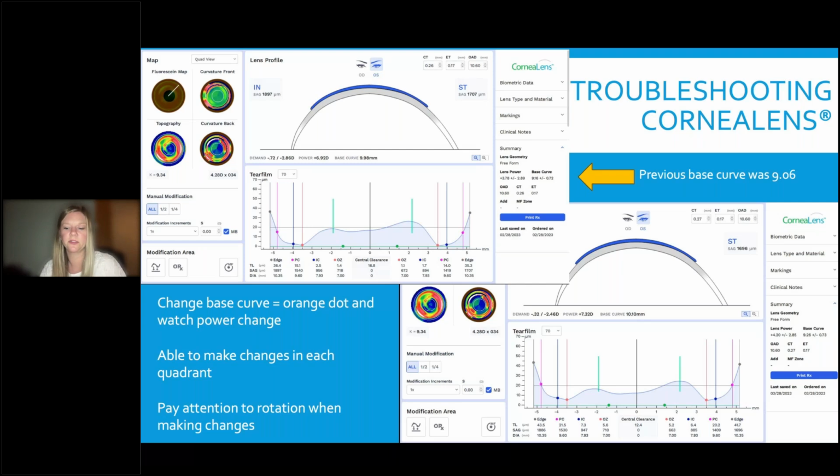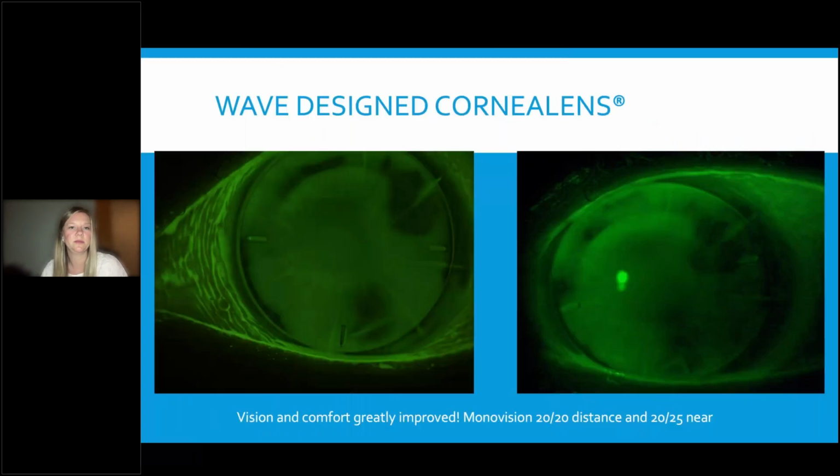And then over time, you start to get a lot more confident on how to make little troubleshooting changes for your patients as well. So looking at this patient's cornea lenses, right eye and left eye, they look really darn good. He had really comfortable lenses. His vision was great. He decided to do monovision. He's 20/20 distance, 20/25 near with how his lenses are.